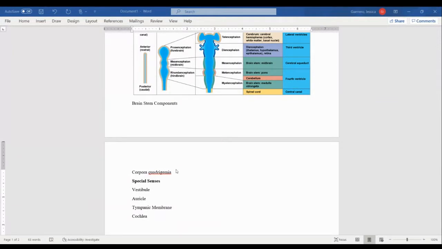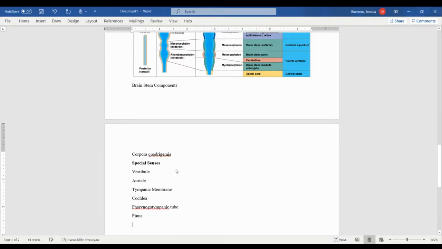Still associated with the ear. The pharyngotympanic tube. I did it twice, sorry. Tympanic tube. Pinna. External acoustic meatus. Is that wrong? Yes.